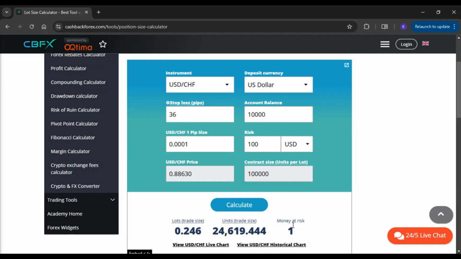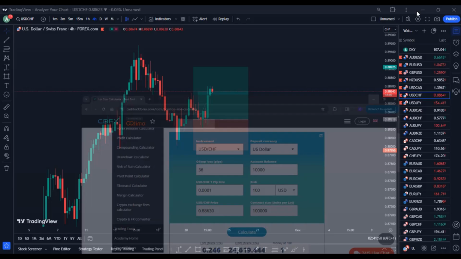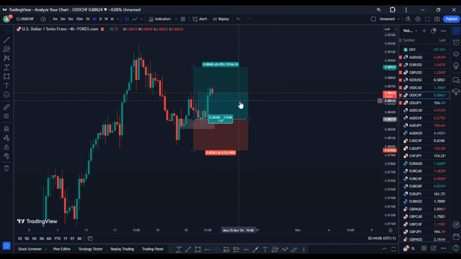Now, inputting this means that you are risking 1% of this account. So as you can see, what we wanted to risk on this account is $100. So inputting this lot size means that you are going to be risking 1% of $10,000 on the USD CHF trade. That is this USD CHF trade that we are talking about.